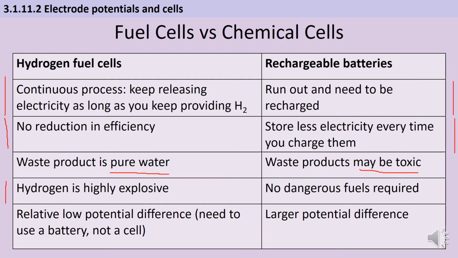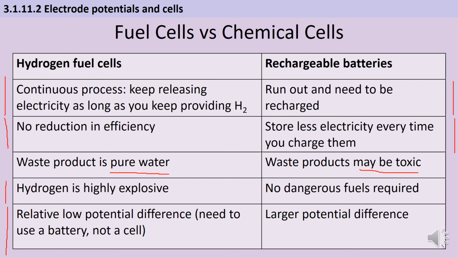Linked to this in a second, we're going to look at other things you can put in a fuel cell apart from hydrogen. But we'll get to that in a second. And then the other thing is that fuel cells have a relatively low potential difference. So therefore, you're not really going to be able to use one single cell on its own. You've got to join several together to make a battery.